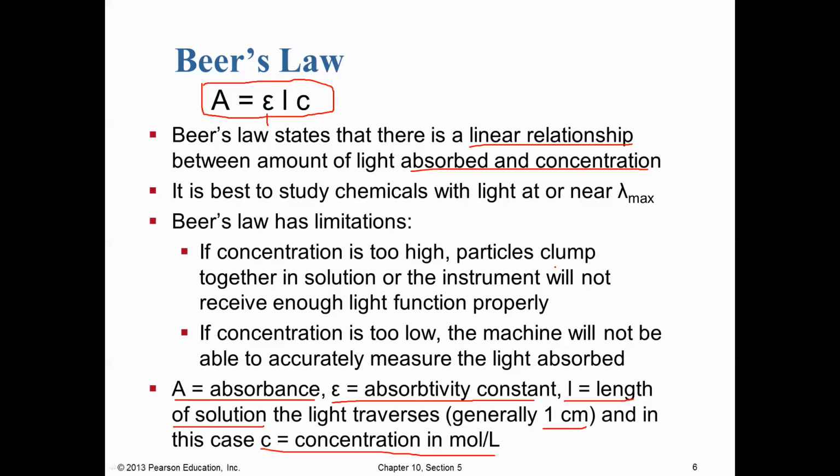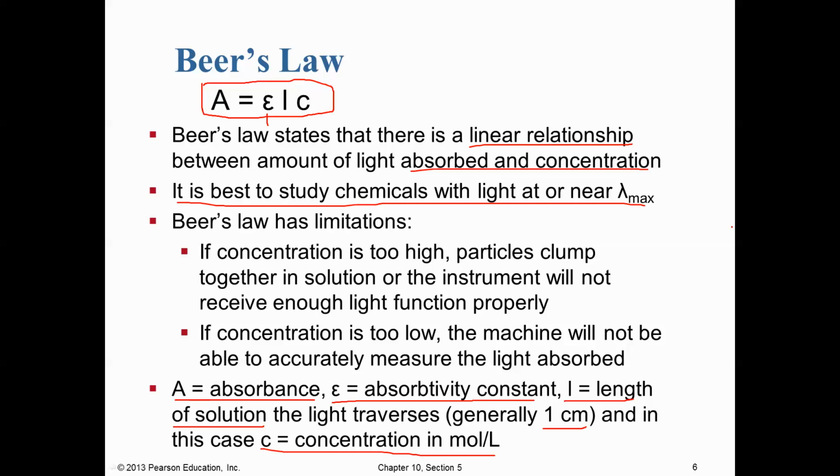And so it's best to study chemicals with light that's at or near the lambda max. The reason for this is if we look elsewhere in the sort of spectrum, we call it, we don't see as much light being absorbed. So essentially we don't end up with as much signal. And what we generally see, for the most part anyway, to a degree, is the more signal, the better data we're going to get. If our signal's too weak, we're going to get poor data.